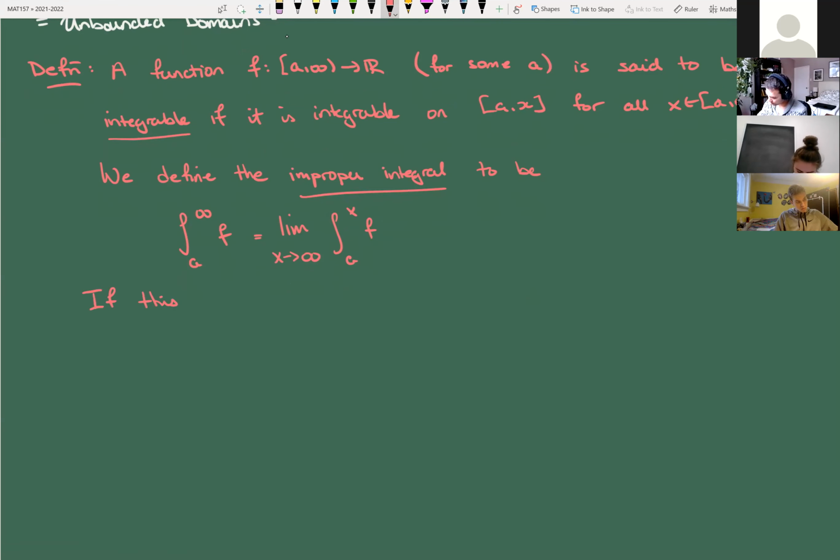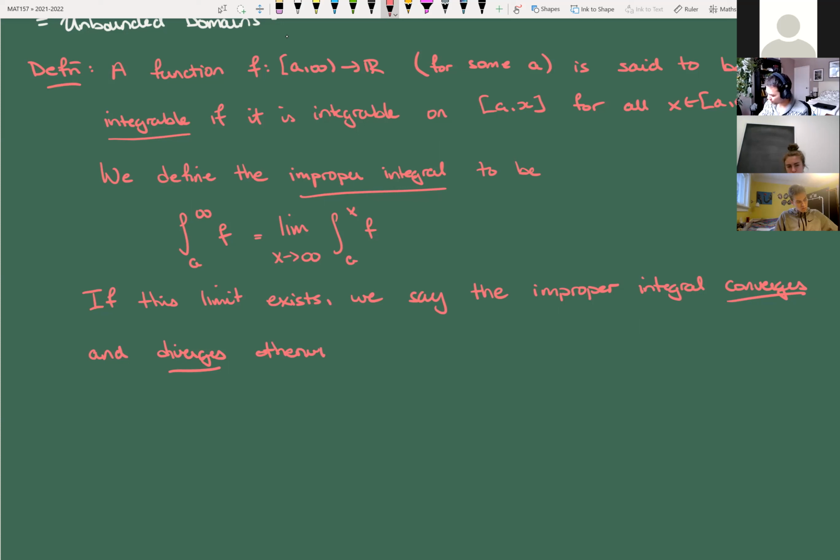So if this limit exists, we say the improper integral converges and diverges otherwise. Okay, so we're always going to say, in this case, that the improper integral is this thing, and this number could be infinity, could be negative infinity, could just not exist, right? That's totally fine as well. And then we're specifically talking about convergent.